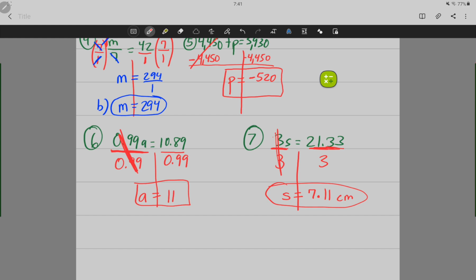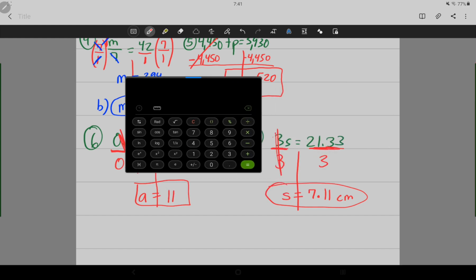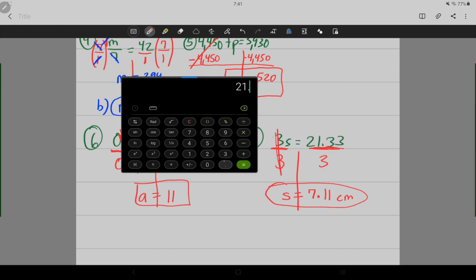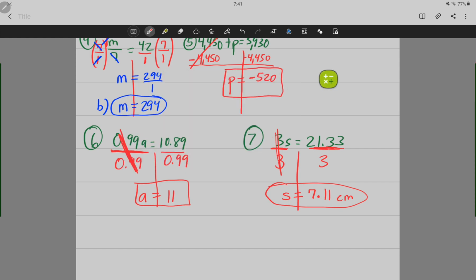Let's just double check that. Again, like all good mathematicians do. 21.33 divided by 3. Yep, 7.11. So there we go. That's it.